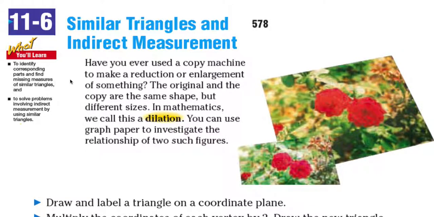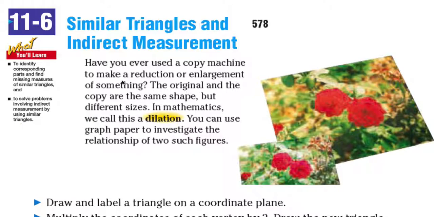Lesson 11-6, Similar Triangles and Indirect Measurements. In this lesson, you learn to identify corresponding parts and find missing measures of similar triangles, and to solve problems involving indirect measurement by using similar figures. Okay? So let's take a look at this example.